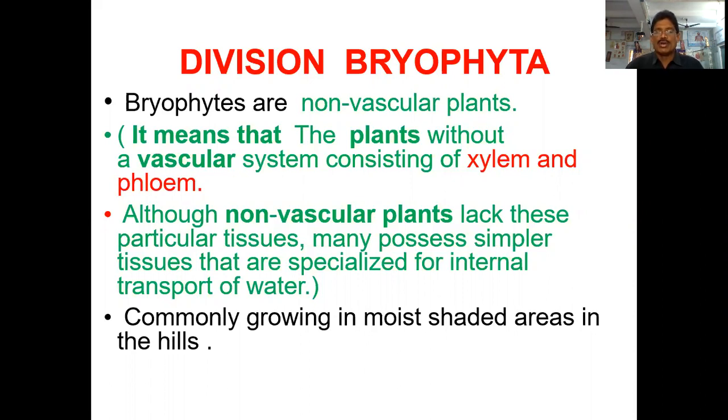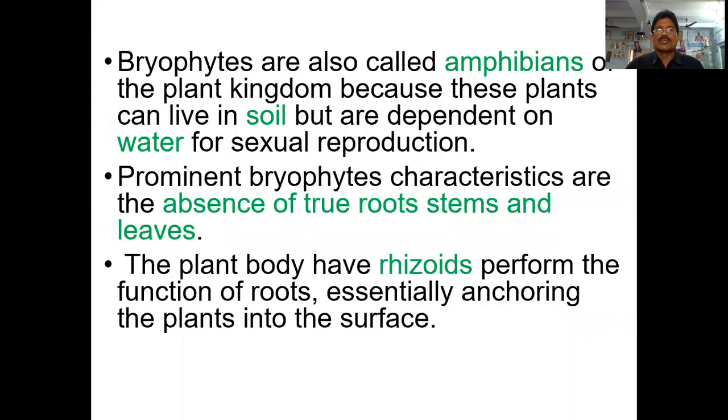They commonly grow in shaded areas in the hills. In the rainy season, most of these plants are found in hill areas and shadowy regions, where you can identify bryophytes. Bryophytes are also called the amphibians of the plant kingdom because the plants can live in the soil but are dependent on water for sexual reproduction.